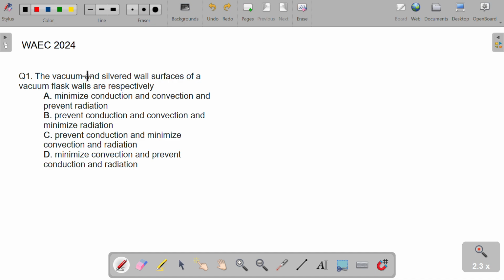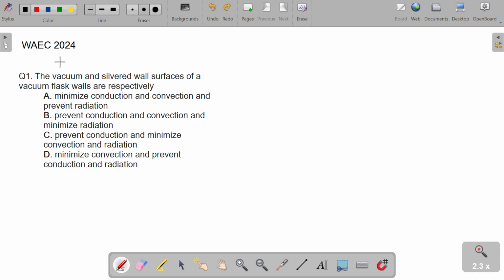We will be looking at question 1 on WAEC 2024. Question 1 says the vacuum and silvered wall surfaces of a vacuum flask walls are respectively: A. Minimize conduction and convection and prevent radiation. B. Prevent conduction and convection and minimize radiation. C. Prevent conduction and minimize convection and radiation. D. Minimize convection and prevent conduction and radiation.